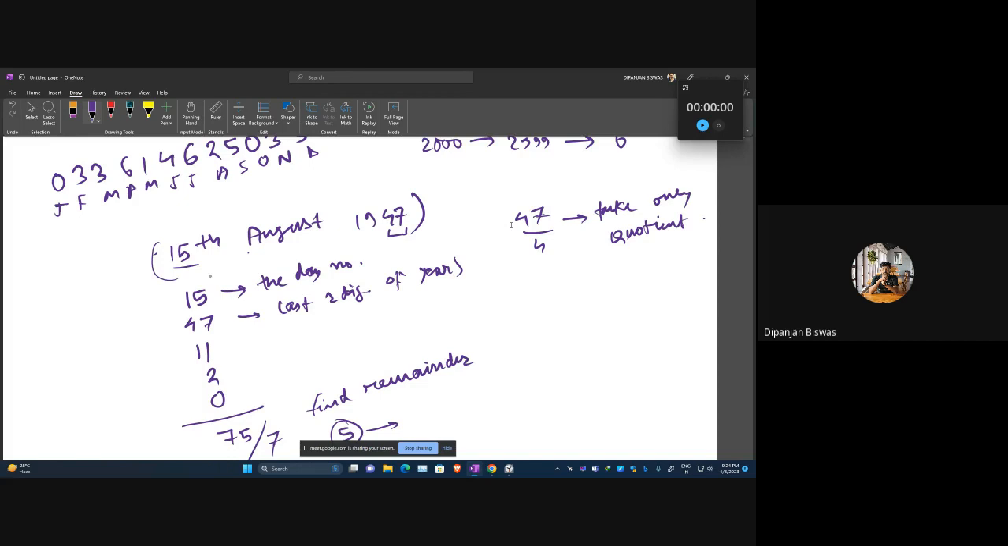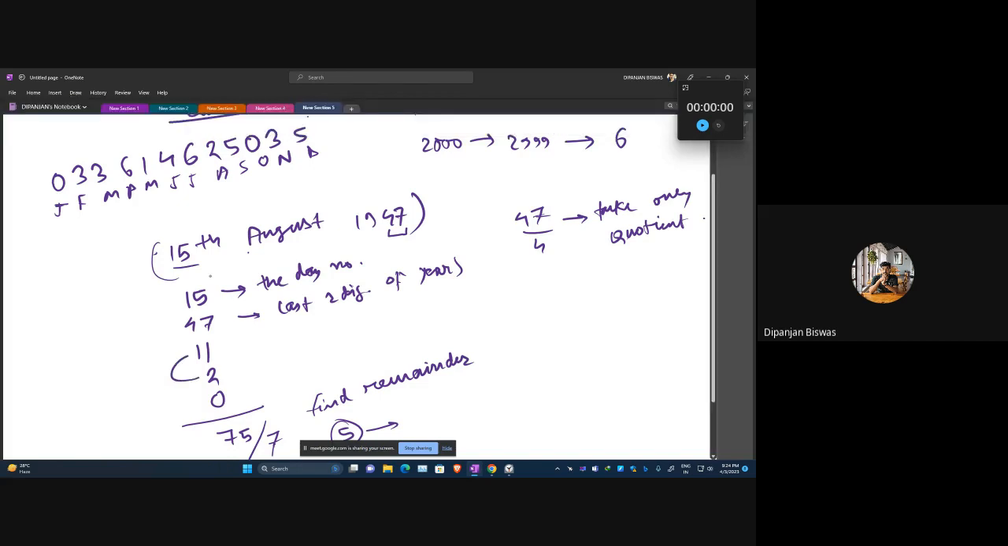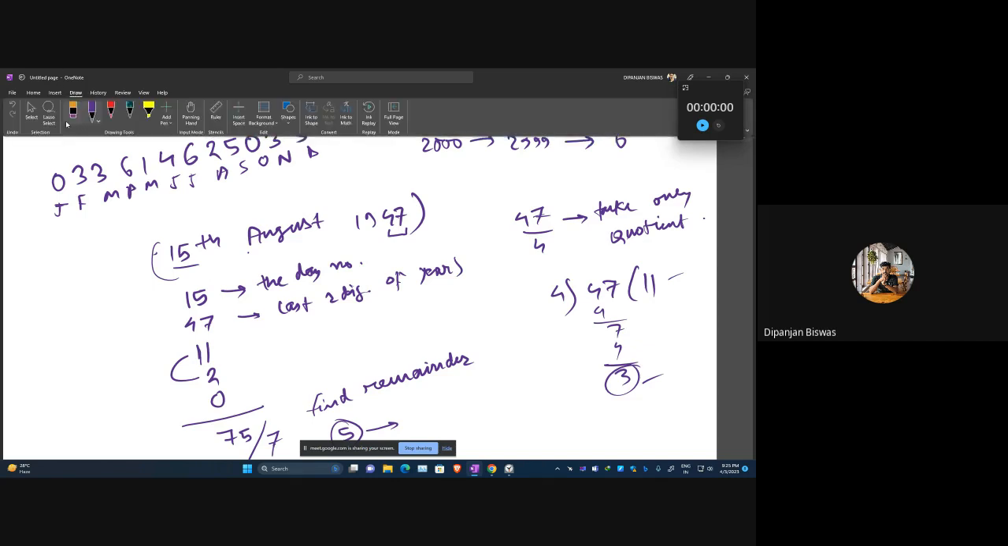So you didn't get why we wrote 11 and 2. So 15 was clear, it was the day number. 47 was clear, it was the last 2 digits of the year. Now how to get to 11? Just divide the last 2 digits of the year, that is 47, by 4, and take the quotient. What is quotient? If you forgot, we divide in this fashion: 4 1s are 4, then we take 7, then again 4, then 3. So this is the quotient, this is the remainder. So we have just taken 11 as a quotient in here. I hope 11 is clear now.